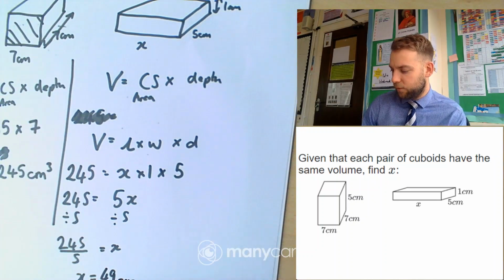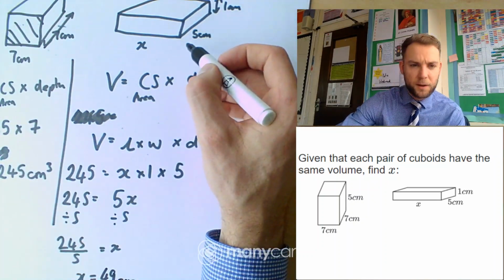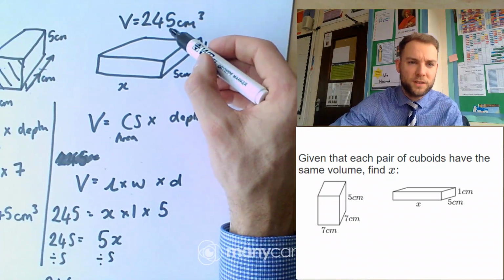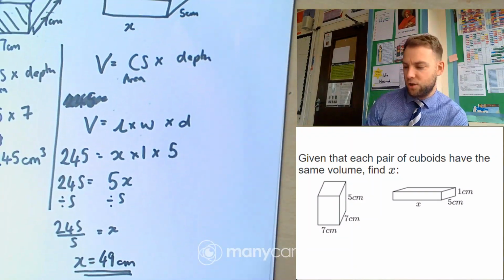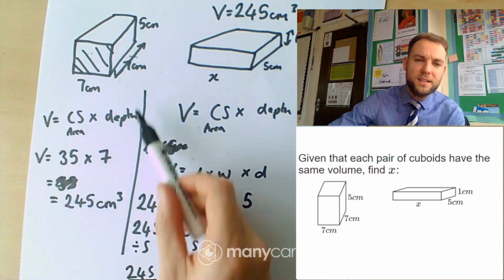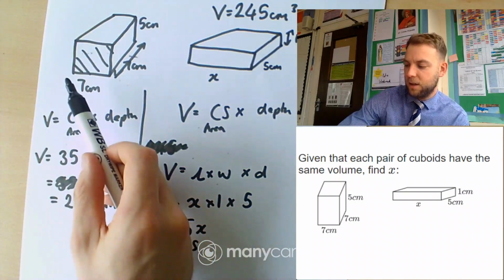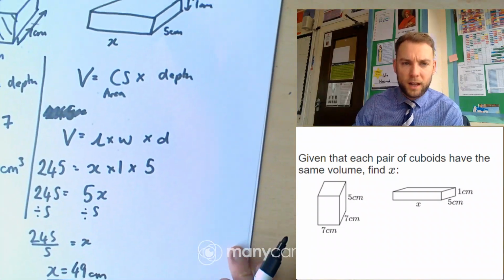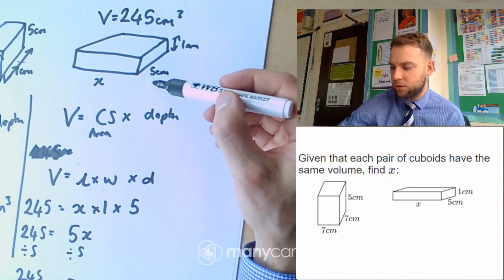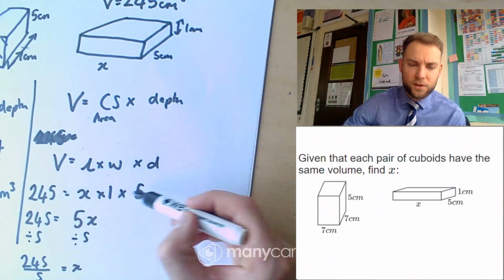So we can check that if we want. 49 times by 1 is 49, times by 5 would take us back to this 245. And there we've done it then. So we worked out the volume of this cuboid first by doing cross-sectional area times by the depth. Then we worked backwards with this one, creating our formula first.